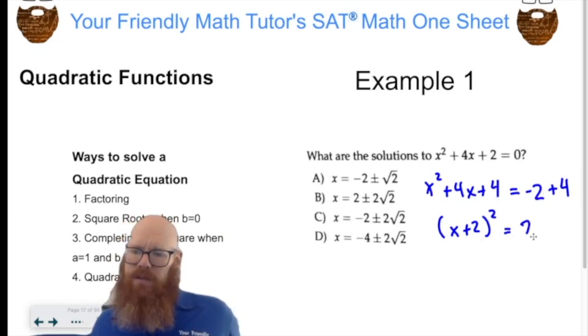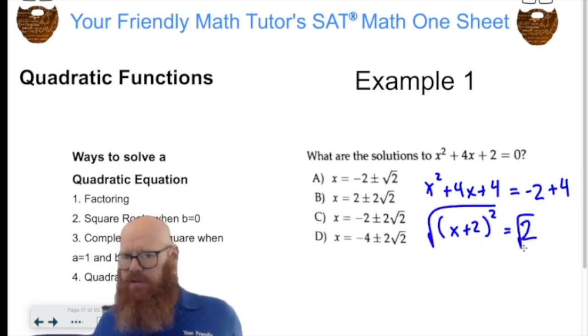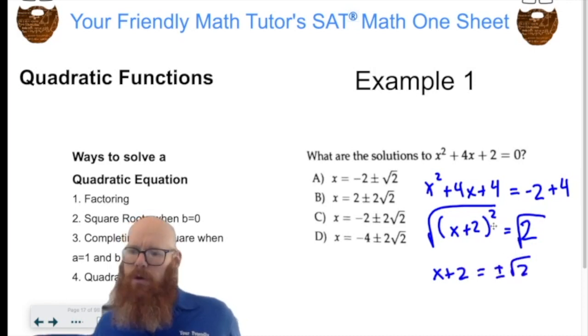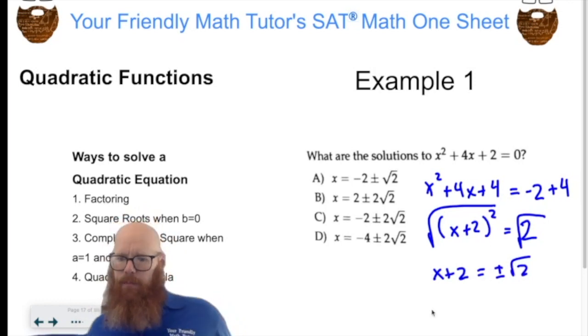Negative 2 plus 4 is 2. Then, the reason I want a perfect square is because then I can square root each side. So I get x plus 2 is equal to plus or minus root 2. That's super important: when you take the square root of each side, you have a plus or minus.